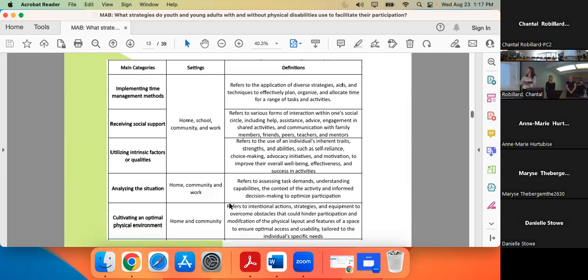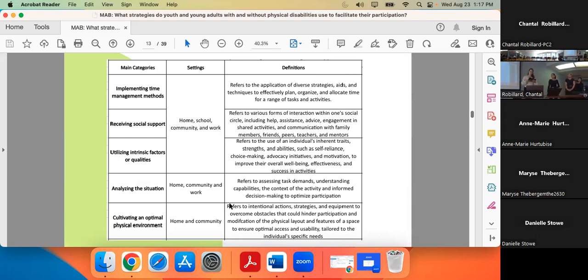In terms of implementing time management methods, this category encompasses all strategies that refer to the application of diverse strategies, like using an agenda, using a calendar to facilitate the youth's participation. Receiving social support refers to various forms of interaction within one's social circle, such as receiving support, asking for advice, help. Examples include asking help to parents, asking help to teachers at school, and more.